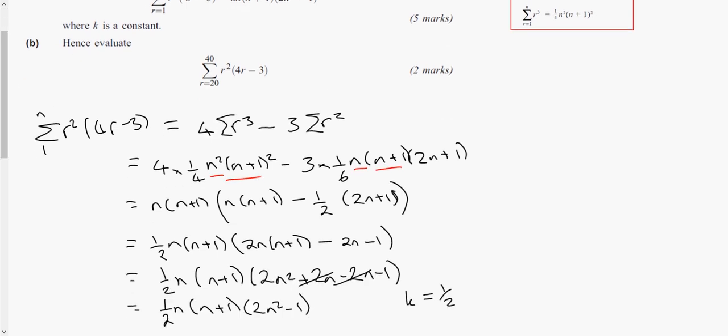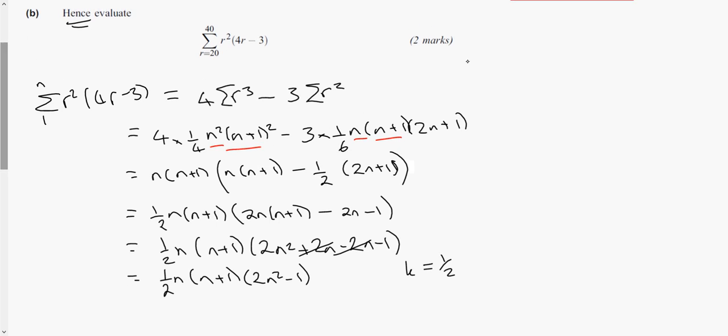Now they want us to hence evaluate this. Because it's a hence, we need to use what we've just shown. So you can't just put this in your calculator. You can put it in your calculator to check, and it might be able to cope with it and work it out for you, but we do need to show some working. So what are we going to do?